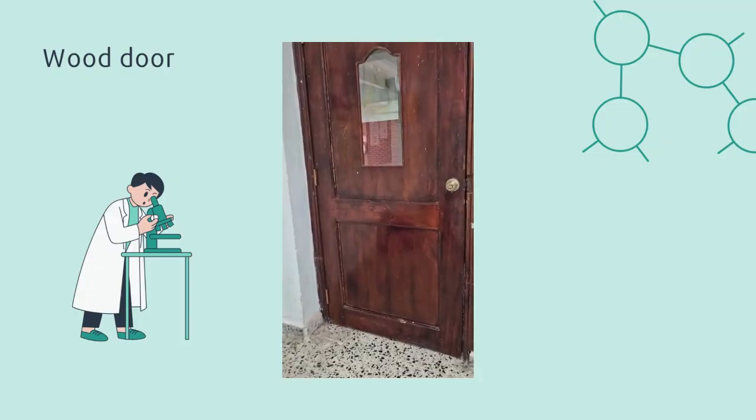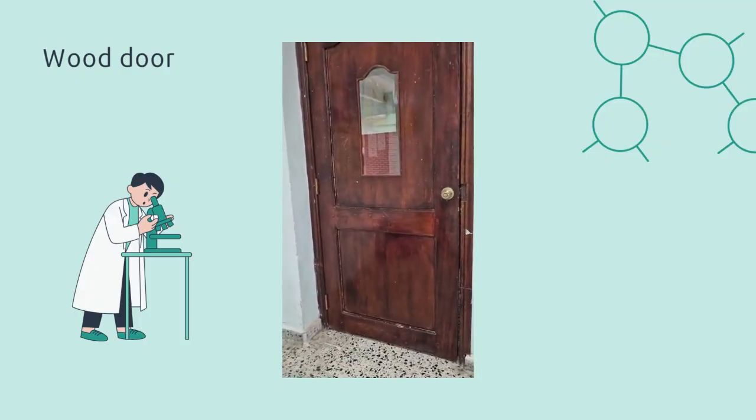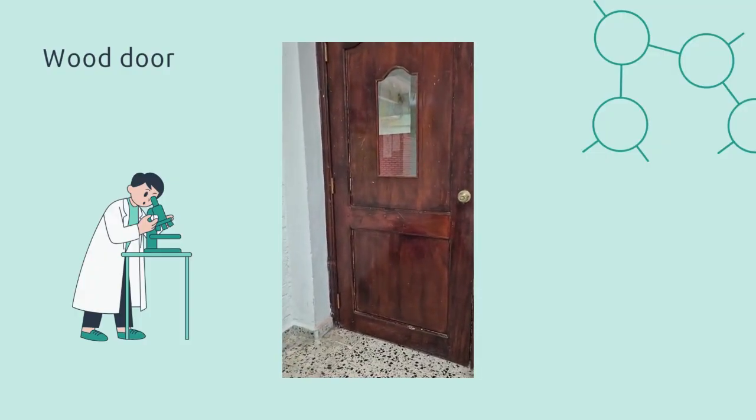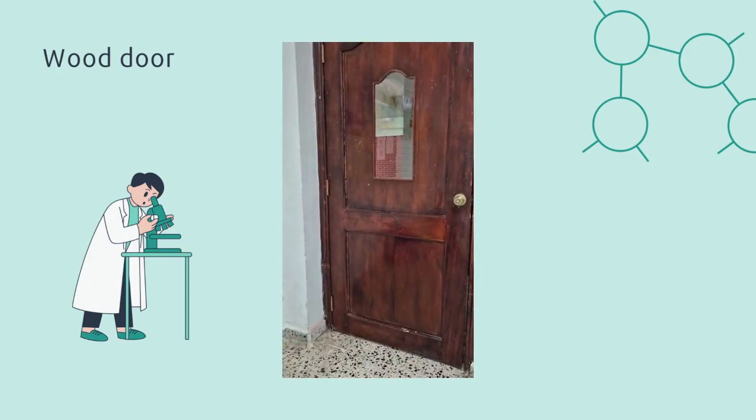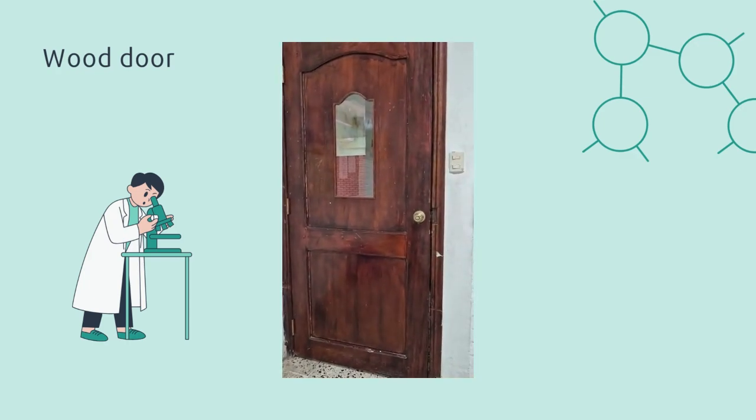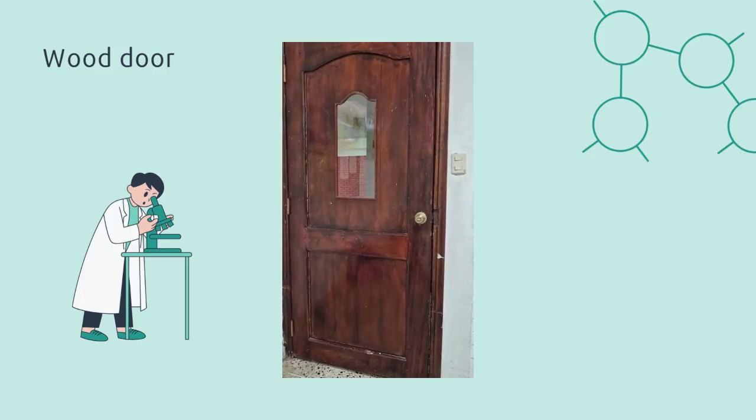Now here is something we use every day, and it's essential, a door. Chemically, doors can be made from different materials like wood or metal, and each has its own organic or inorganic chemistry. Let's look at a wooden door.